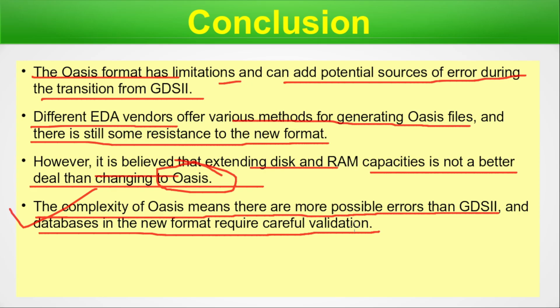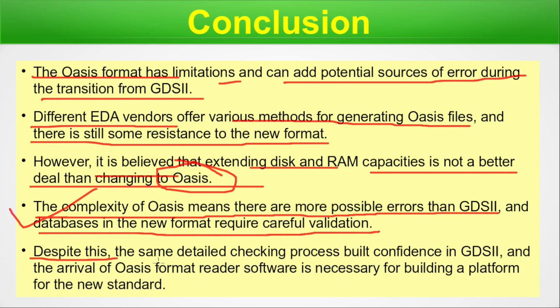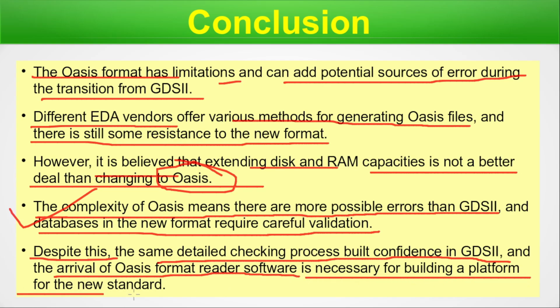To make sure everything is fine, because once the silicon is made, the design is on silicon, you cannot change it. It's not a software that you can release a patch for. So that is why careful validation should be done before the mask goes to the foundry or fabrication on silicon. Despite this, the same detailed checking process built confidence in GDS2, and the arrival of OASIS format reader software is necessary for building a platform for the new standard.